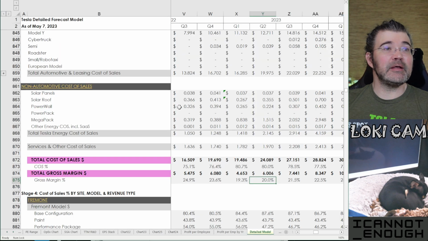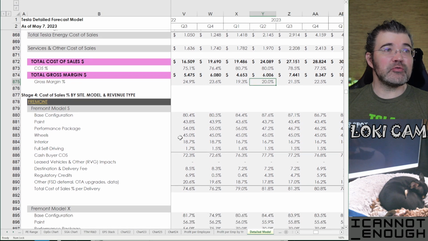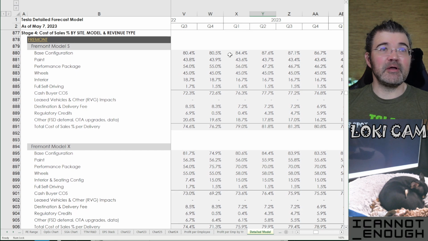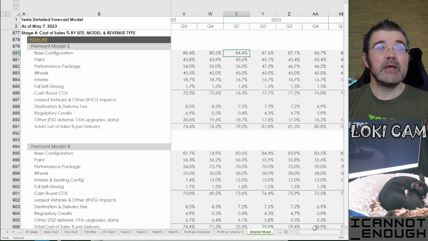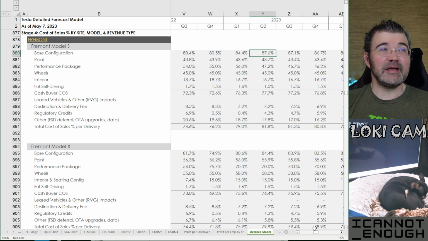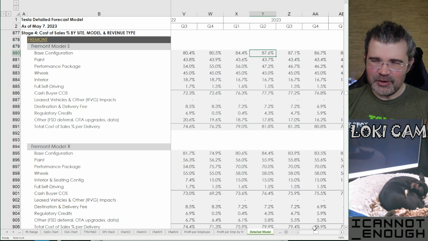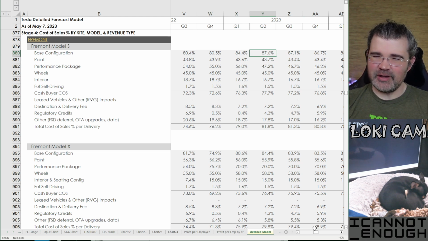And with that said, let's keep going to stage 4 in my live Tesla earnings forecast model, where we have the cost of sales percentages. And just look at these. You know, base config for Model S is rising from Q1 to Q2 because of price cuts. There are people who accuse me of not putting the price cuts in.